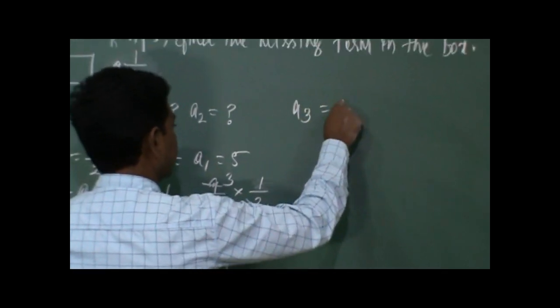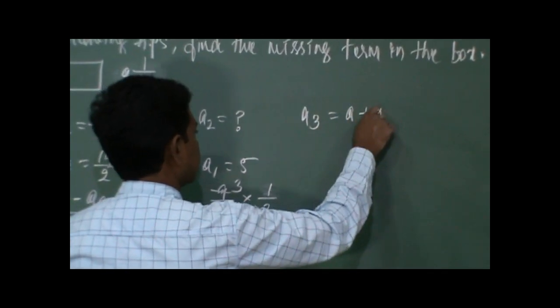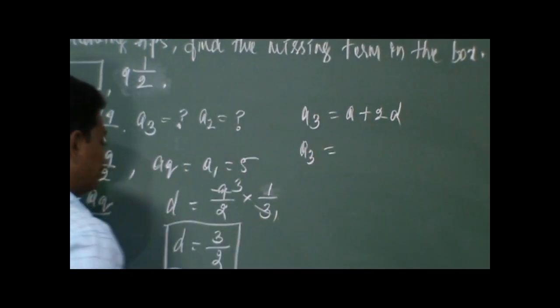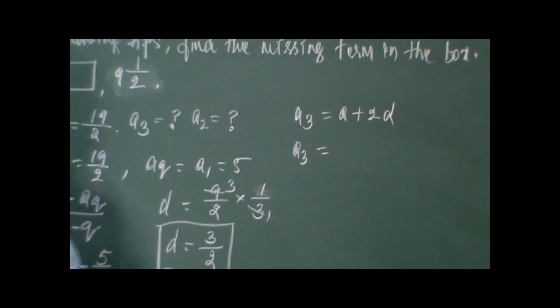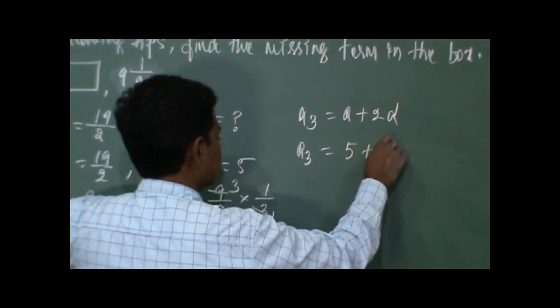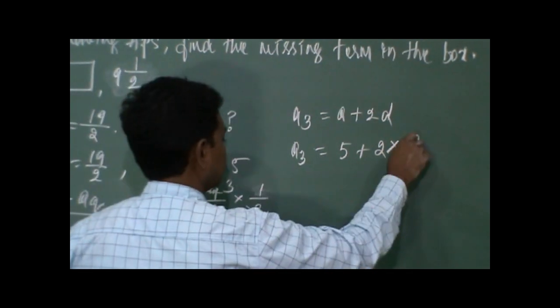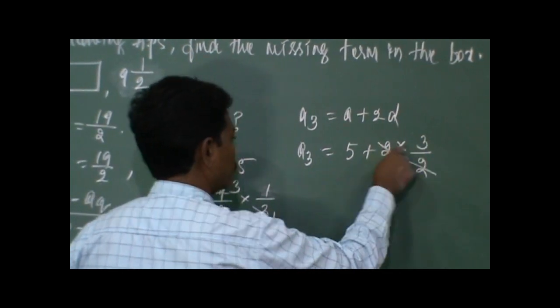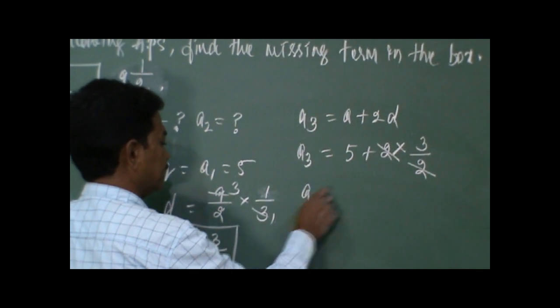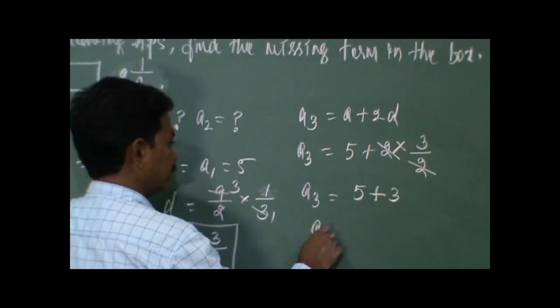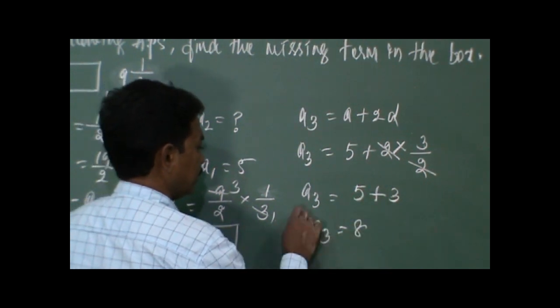A3 is equal to A plus 2D. I will use this. So A3 is equal to value of A is 5 plus 2 into value of D is 3 by 2. 2 and 2 cancels. So A3 is 5 plus remaining is 3. So A3 is 5 plus 3 is 8.